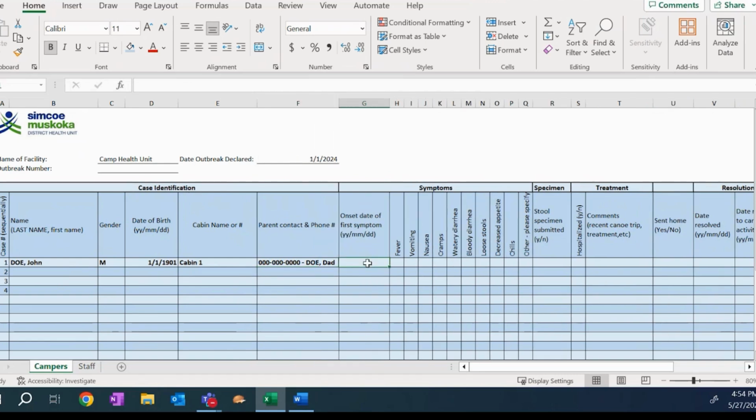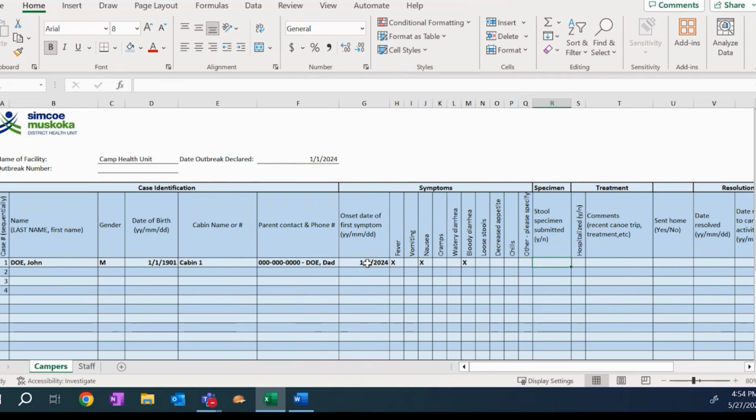Next, we want to include the onset date of our first symptom. So this is the first time we noticed any symptoms. Moving to the right, we'll check off whenever one of these symptoms was shown. For example, fever, nausea, bloody diarrhea. If we use our other category, we'll want to specify what symptom they have had.